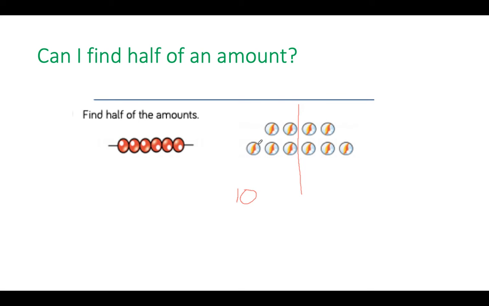So 1, 2, 3, 4, 5. We've got 5 on this side, and we've got 1, 2, 3, 4, 5 on this side. So are both sides the same? Yep. Okay. So half of 10 is 5. Okay, because we started with 10 marbles. 10 is our whole. We split it in half, and each half has got 5. So half of 10 is 5.